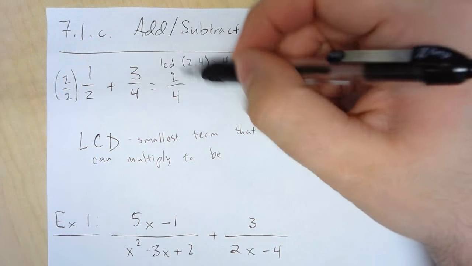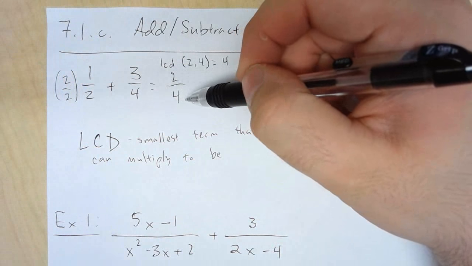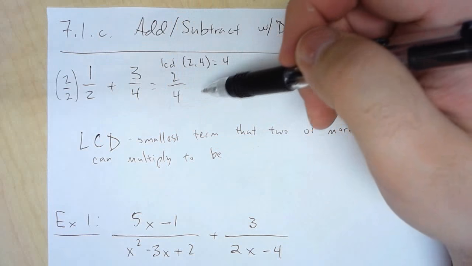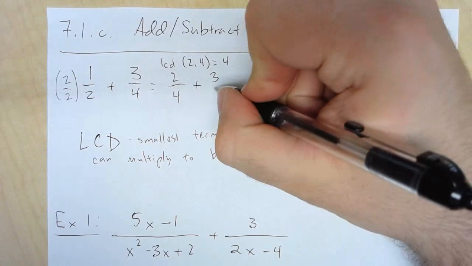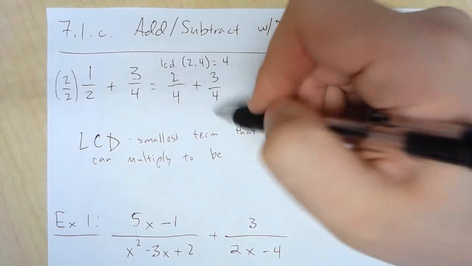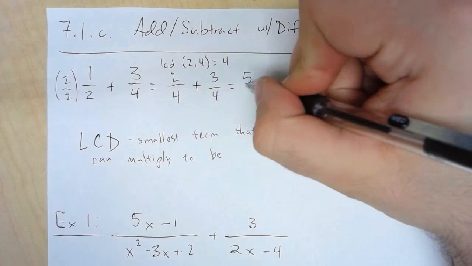So we're going to say 2 times 1 is 2, and 2 times 2 is 4. And if we were to simplify this back again, 2/4, divide each of these by 2, we get 1/2, because 2 is half of 4. So then plus 3/4, so we have 2/4 plus 3/4, which is a total of 5/4.